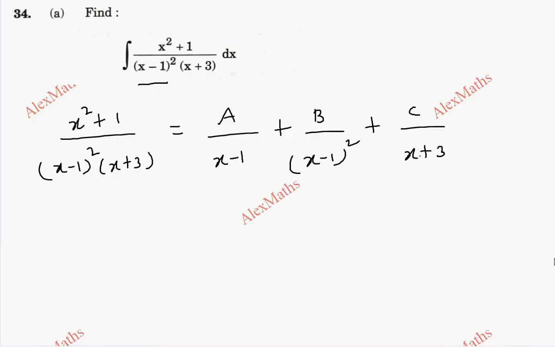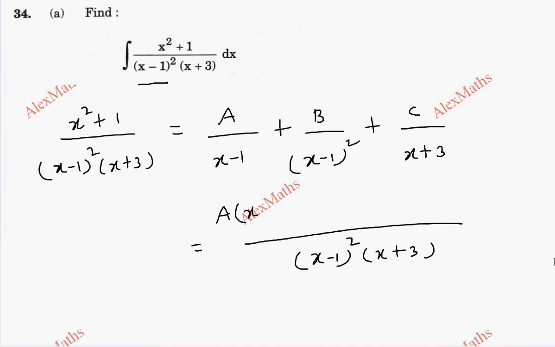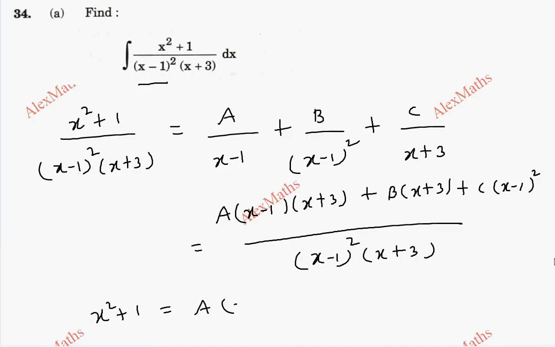When I take the LCM, the LCM is (x − 1)² into (x + 3). So with A, we multiply (x − 1)(x + 3). With B, we multiply (x + 3) alone. With C, we multiply (x − 1)² alone. Now equating both the numerators, we get x² + 1 is A(x − 1)(x + 3) + B(x + 3) + C(x − 1)².